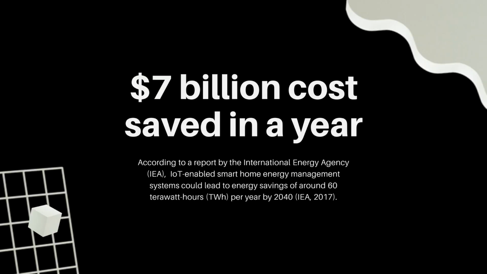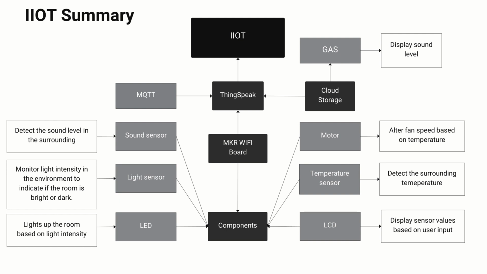According to a report by the International Energy Agency, IoT-enabled smart home energy management systems could lead to energy savings of around 60 terawatt-hours per year by 2040. This slide summarizes the different components, their uses, and the platforms that we utilized for communication between the different components for our project. To summarize, by using the various sensors that our group has utilized, it can definitely lead to huge amounts of energy savings in the long run.